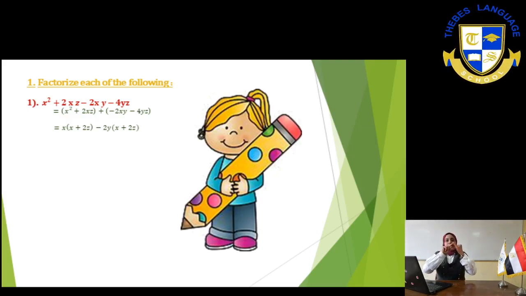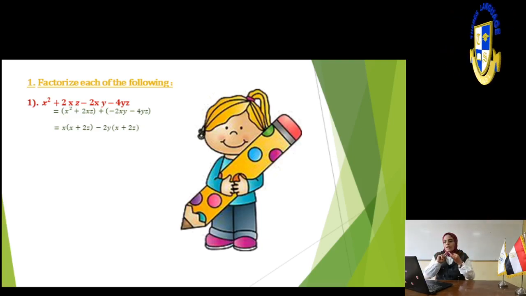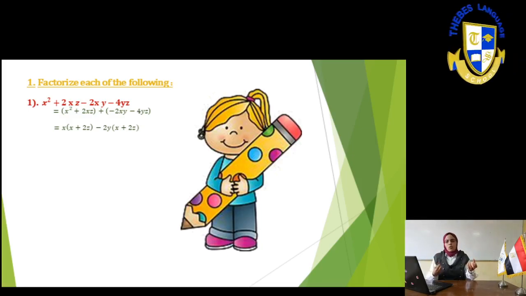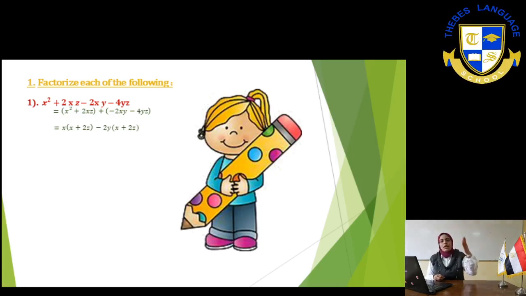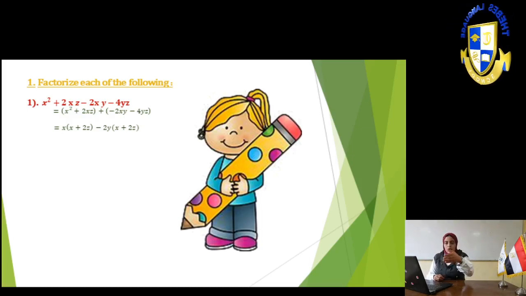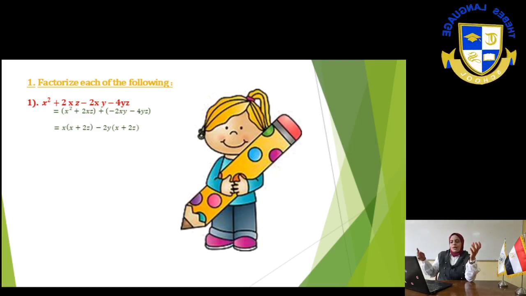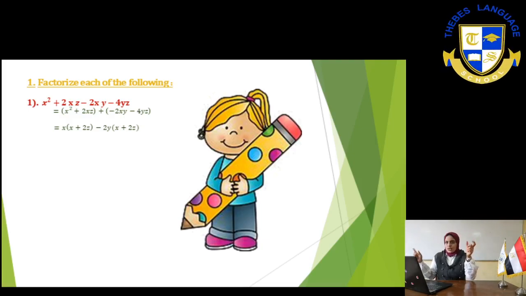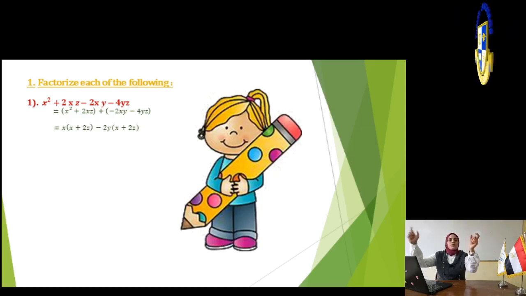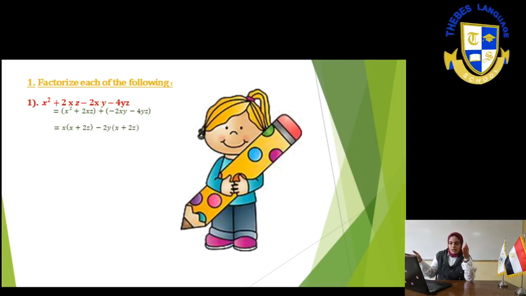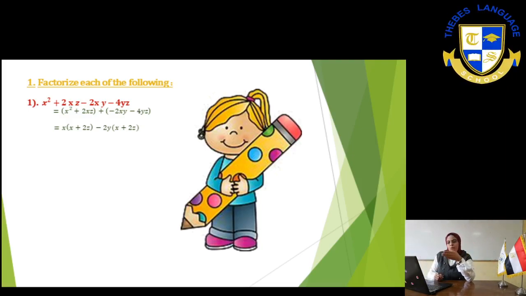So we have negative repeated. 2 is the common factor here. We have xy and yz. The common factor will be y. So the common factor will be negative 2y. So the second bracket will be x plus 2z. As we see, we have x plus 2z repeated in the two terms. We will take x plus 2z as a common factor. Then the remainder will be x minus 2y.